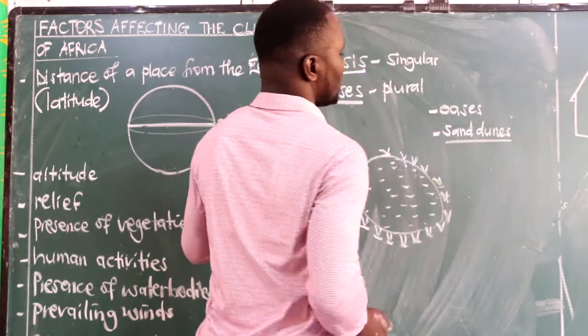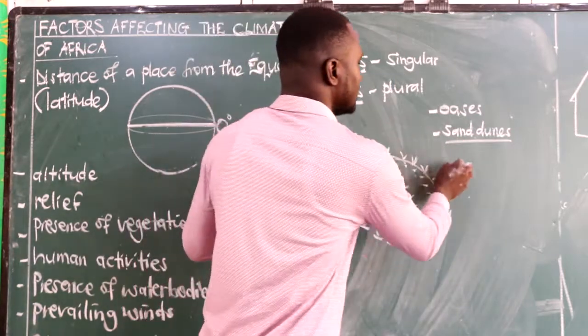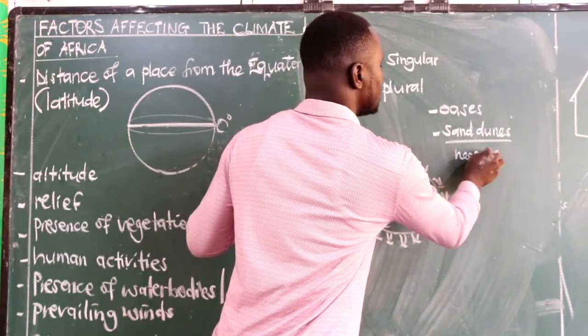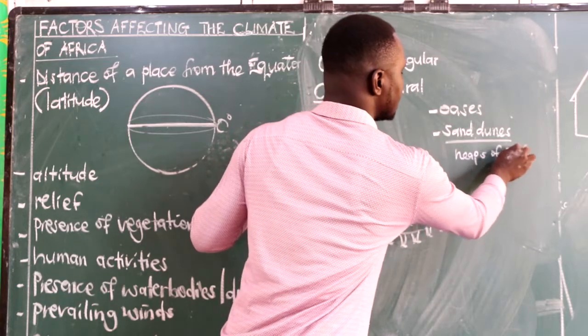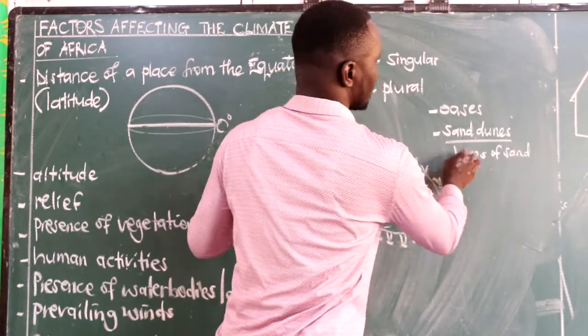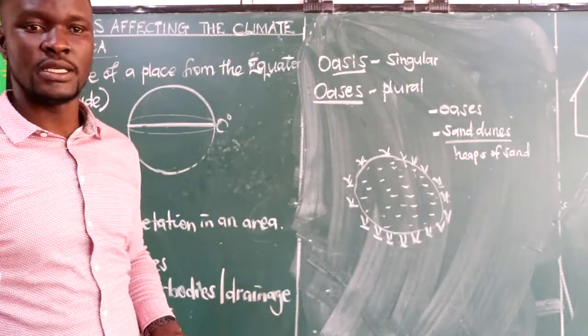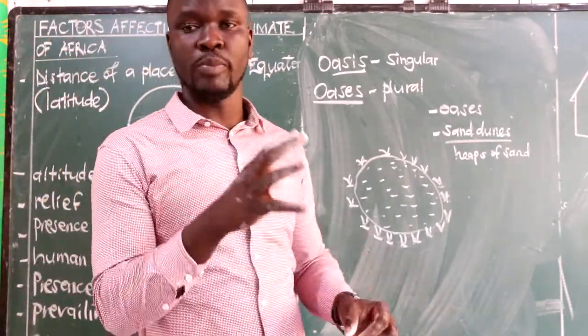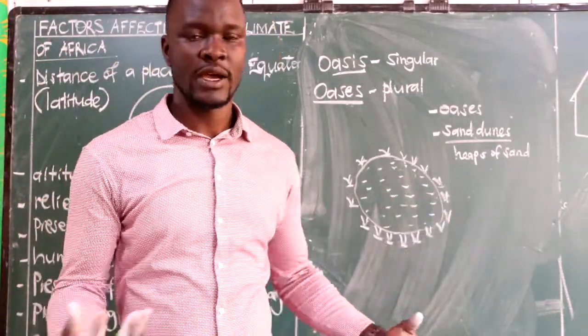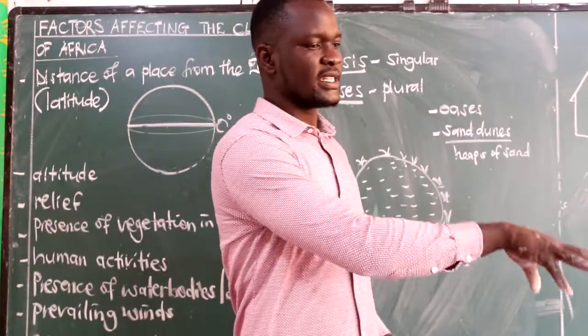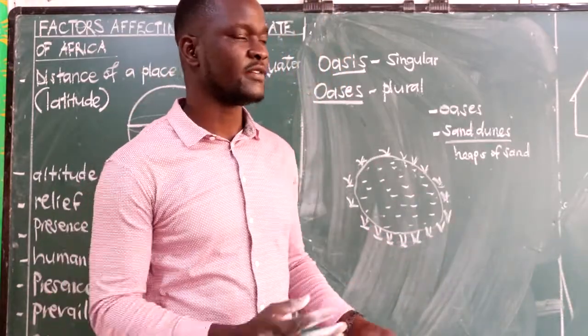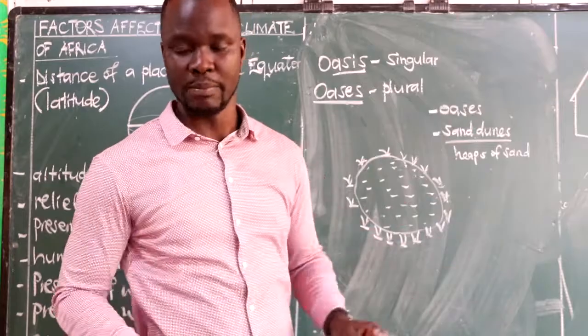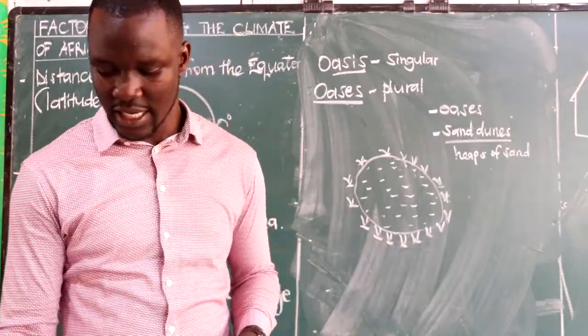Sandy dunes, we are looking at the heaps of sand. We have always explained this. Heaps of sand in desert areas. So you find as wind blows, it tends to collect. The wind keeps on collecting that sand and it forms a pile, it forms a heap. That is what we call sand dune.